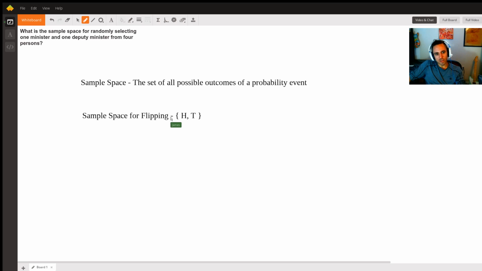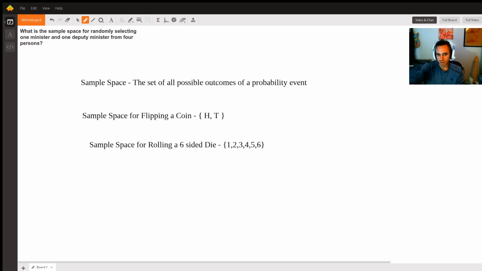Okay. Flipping a coin. Now let's look at the sample space for rolling a die, a 6-sided die. Well, we can either roll a 1, 2, 3, 4, 5, or 6. That's it. That is the sample space.